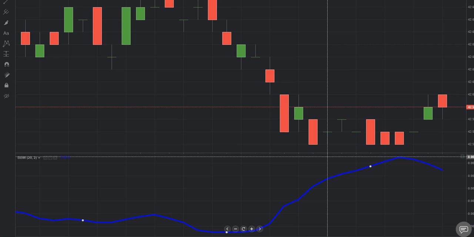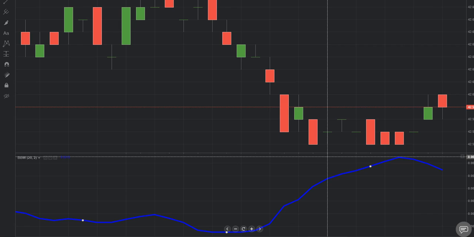The next type of divergence is the hidden bearish divergence. In the hidden bearish divergence, the price makes lower highs, but the oscillator makes higher highs. This type of pattern occurs mainly during a downtrend correction. In this example, we see that while the price continues to go lower, it formed lower highs. The RSI oscillator made higher highs. This is what we call hidden bearish divergence.